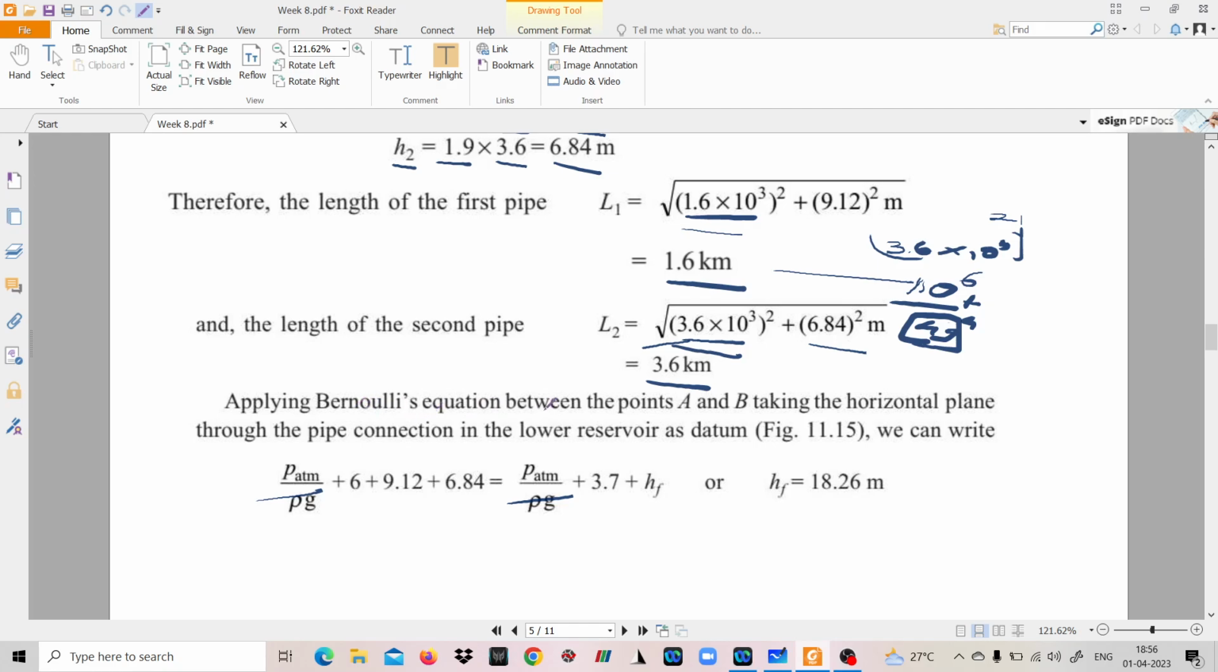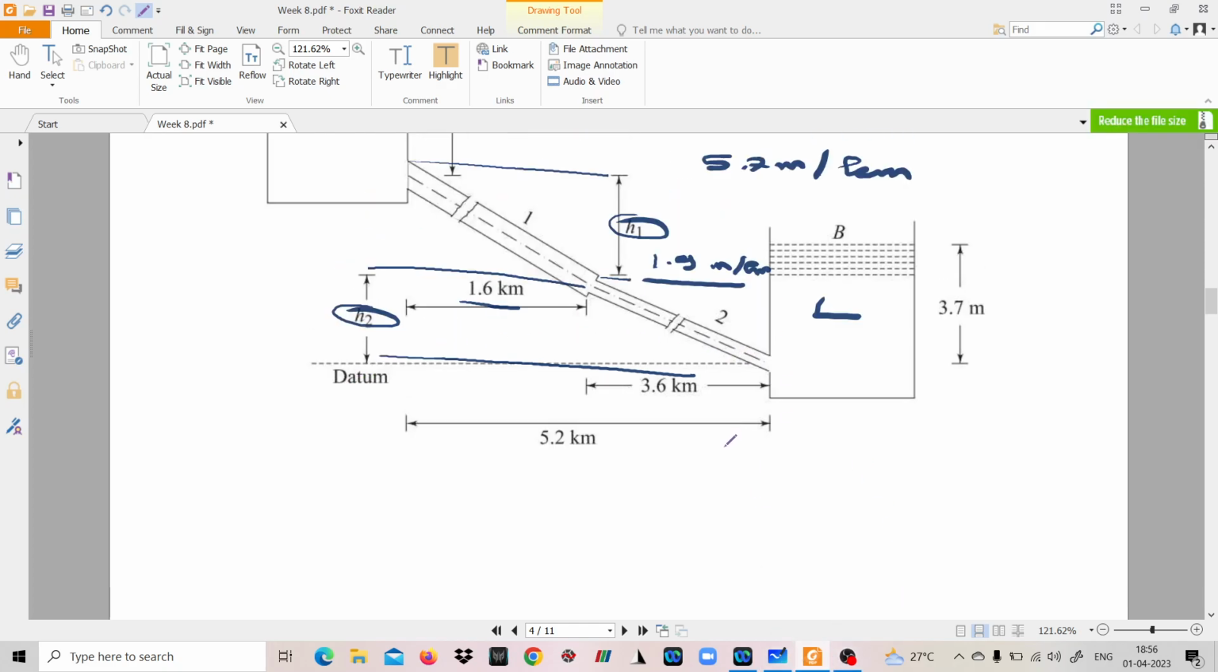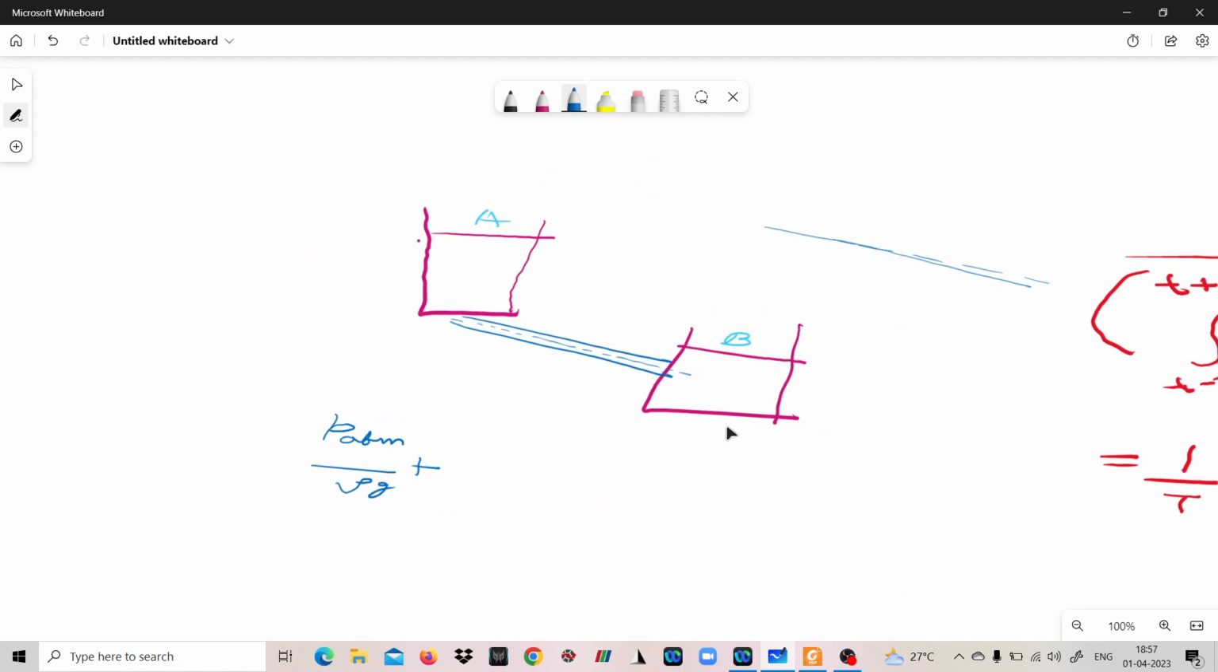See, we have to apply Bernoulli's equation between point A and B, taking the horizontal plane through the pipe connection in the lower reservoir. So this particular line is the datum. If this is the datum, then what is the datum head? See, pressure head is P atmospheric by rho g, but if you take gauge scale, then you can directly take this as 0. There is no velocity here, so the velocity head is also 0. The only thing that remains at point A is the datum head.